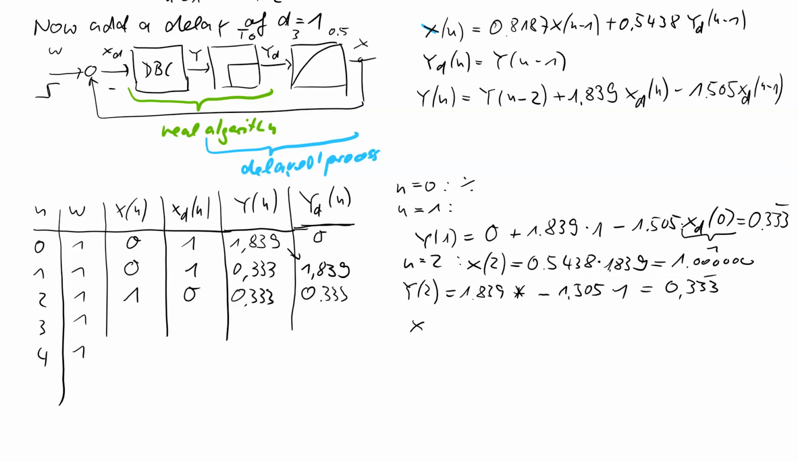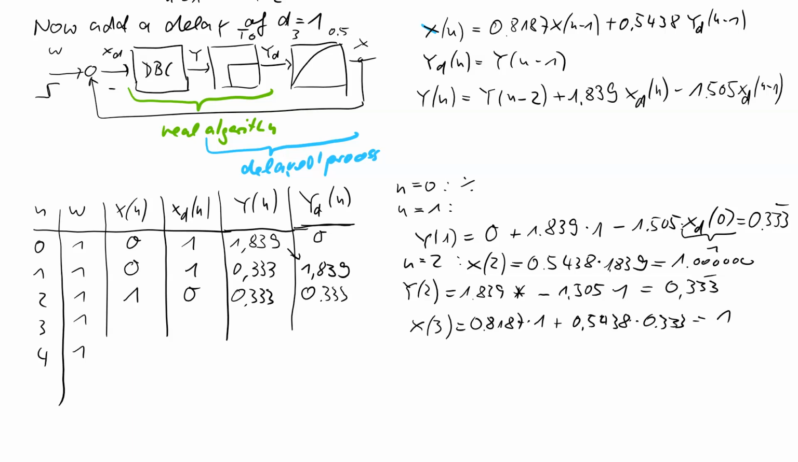We have the situation x of 2, x of 3. What is x of 3? X of 3 is 0.8187 times x of 2, which is 1, plus 0.5438 times yd of n minus 1. yd of n minus 1 in situation 3 is 0.333. So this again is 1.